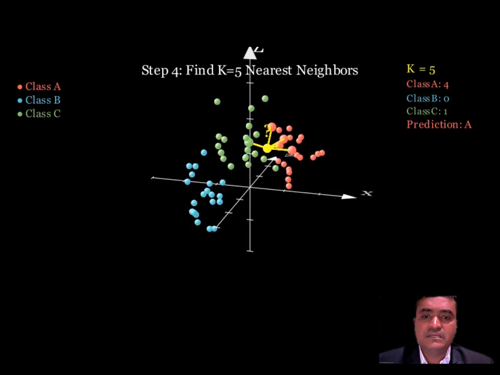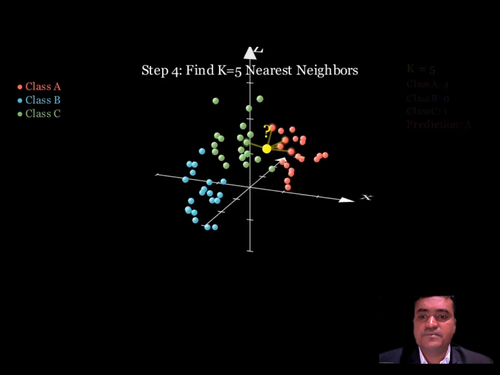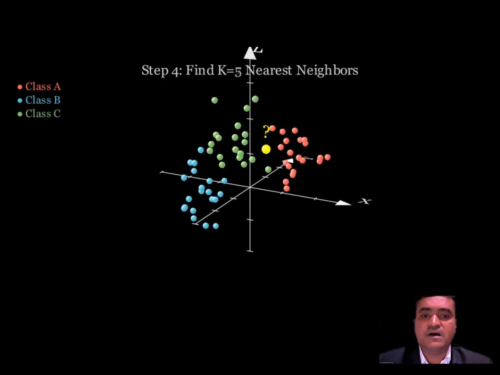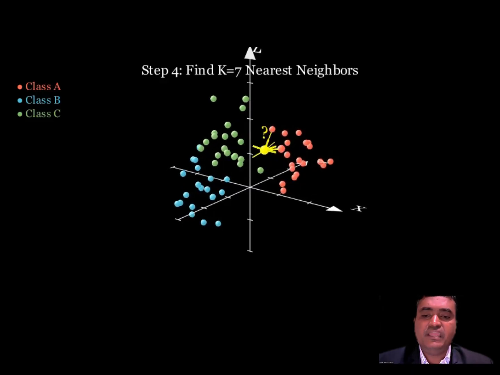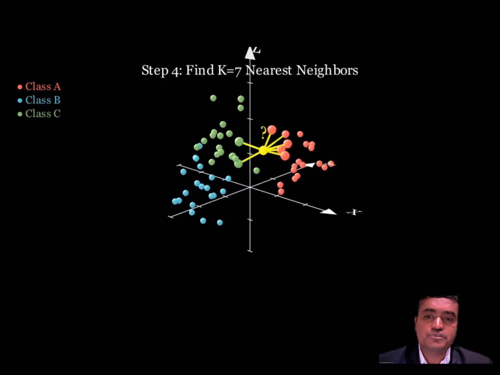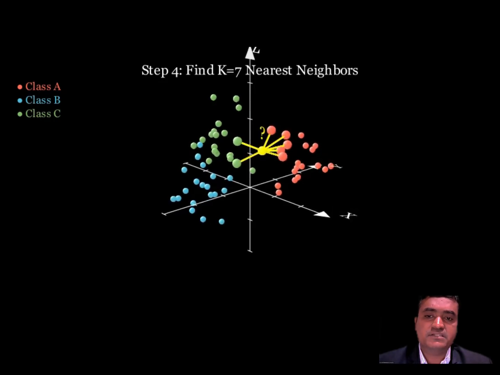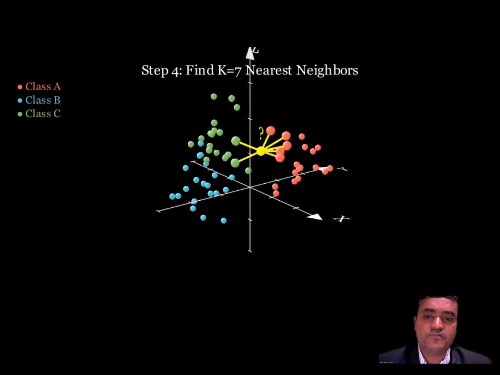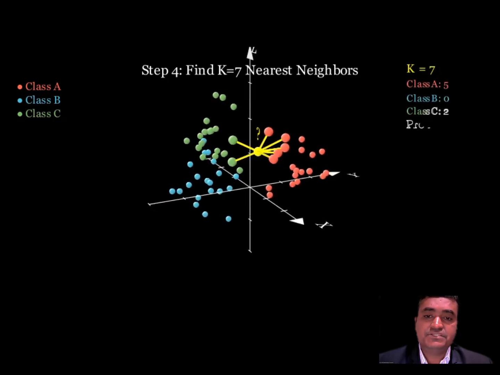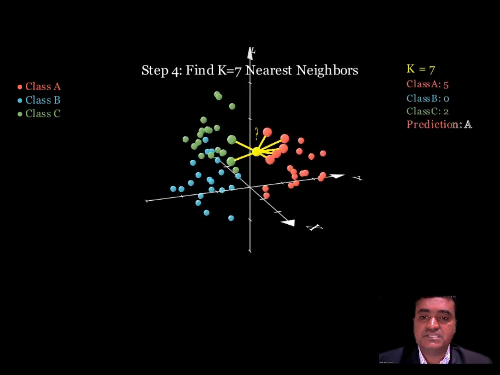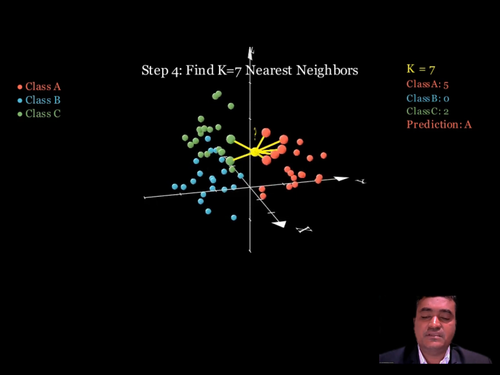The algorithm does not just measure the distance to a few points, it calculates the distance from our yellow point to every single one of the 60 training points, because class A has 20 points, class B has 20 points, and class C has 20 points. Therefore, the Manhattan distance or the Euclidean distance will calculate the distance from the yellow point to all 60 points.